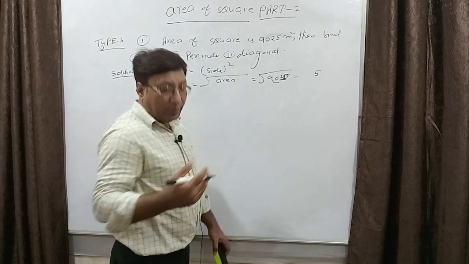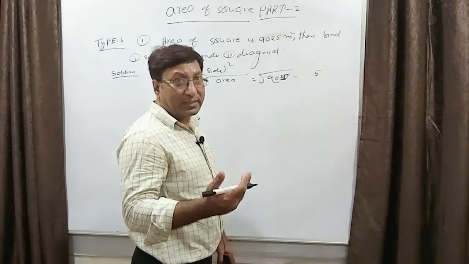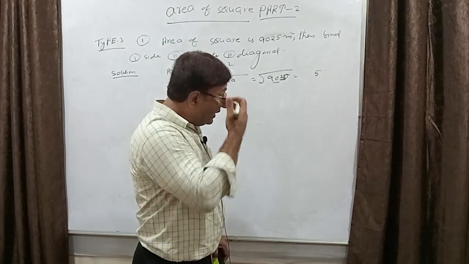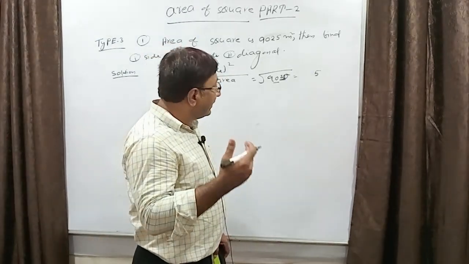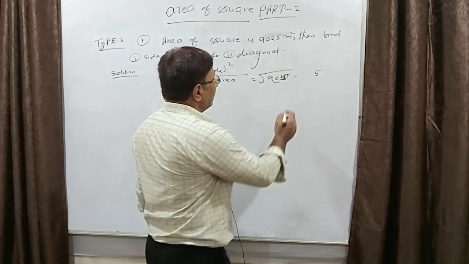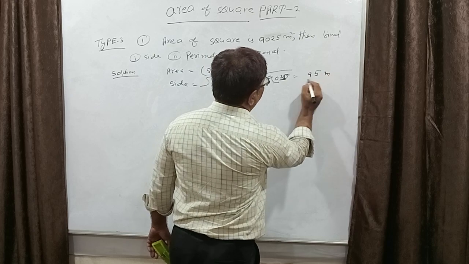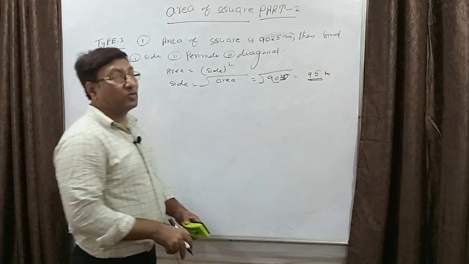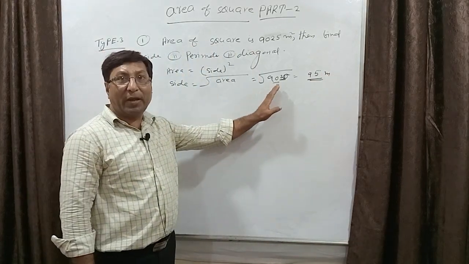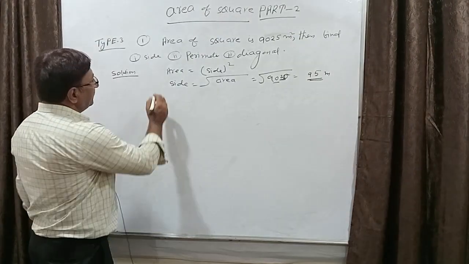And now here we have 90. Check which square is near to 90. 8 square is 64, 9 square is 81, and 10 square is 100. 10 square is greater, so we will take 9. 9 square is 81, which is near to this. So 95 meter is our right answer. The square root of 9025 is 95. Now this is the first part.